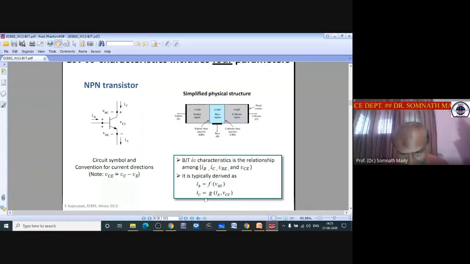What does it mean? Collector current is a dependent variable. Collector current is a function of base current and collector to emitter voltage. If you vary base current, keeping VCE fixed, IC will vary. Or if you vary collector to emitter voltage, keeping IB fixed, IC will vary. This is what is depicted in IV characteristics. This is just like the IV characteristics of a PN junction diode. The IV characteristic of a transistor is also important.